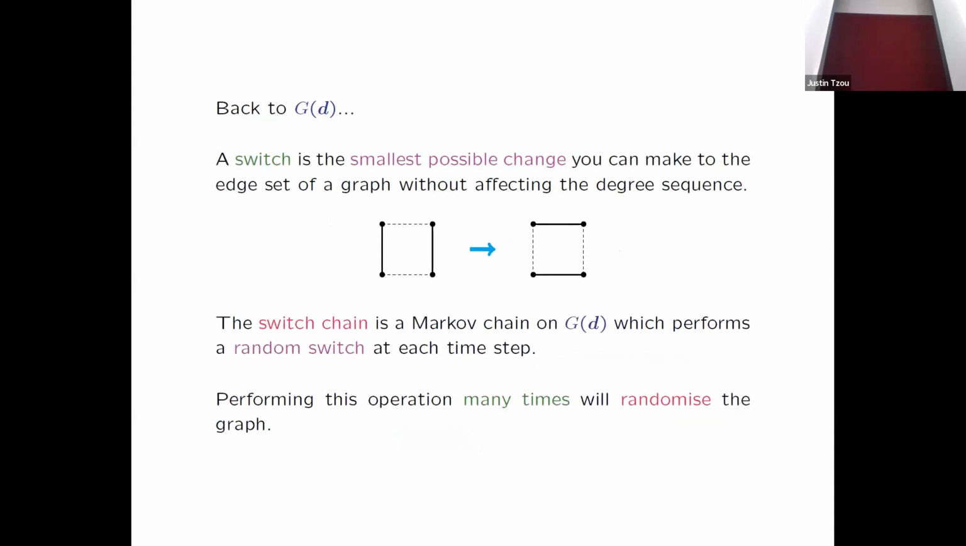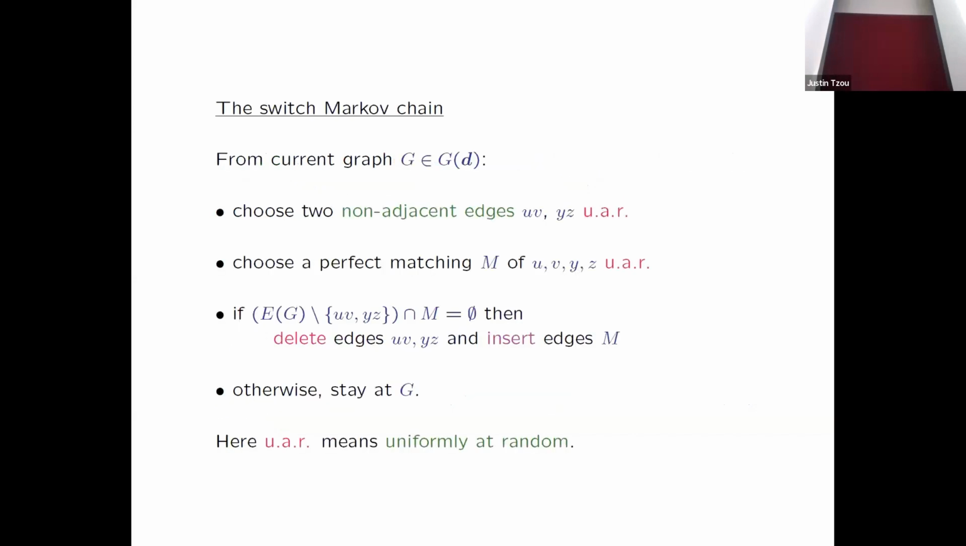We call this a switch. And a switch chain is just a Markov chain that performs a random switch at each step. I'll show you the pseudocode that I tend to use on the next slide. But hopefully you can see that if you perform this many times all around the graph, you're going to randomize your graph and forget about your starting point and hopefully converge towards a uniform stationary distribution. And you can also use this sort of thing in something like a communication network, a peer-to-peer network, to sort of heal after failures or whatever.